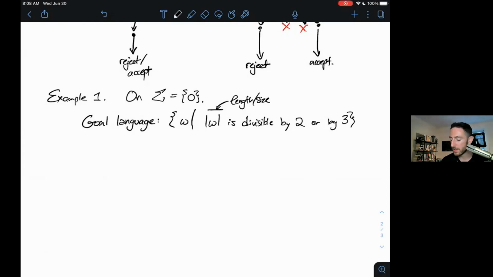So if we wanted to do this with a DFA without non-determinism, we might start by observing that we can make little gadgets that recognize 2 different pieces of this language. What I mean by that is, I'll call this gadget 1.